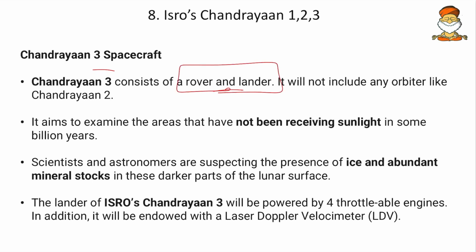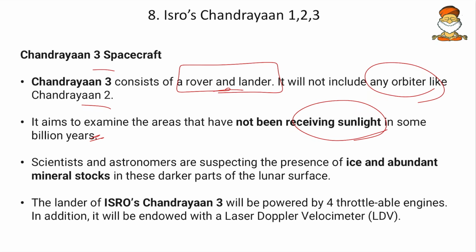See, why did Chandrayaan 2 crash? It was too heavy because it carried orbiter, lander and rover. So in order to reduce that, next time we are sending only rover and lander. So it will not include any orbiter like Chandrayaan 2. And it aims to examine the areas that have not been receiving sunlight in some billion years. So there are some parts of the moon which don't get sunlight at all. Those areas are the areas of research in Chandrayaan 3.